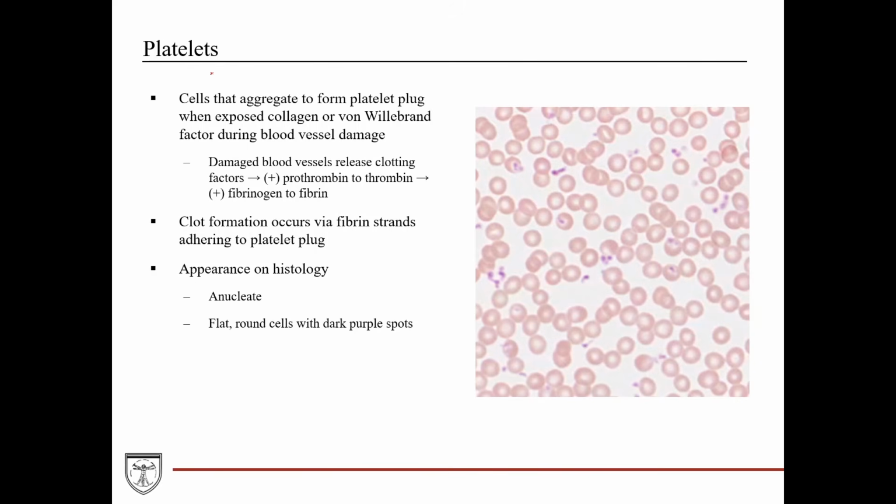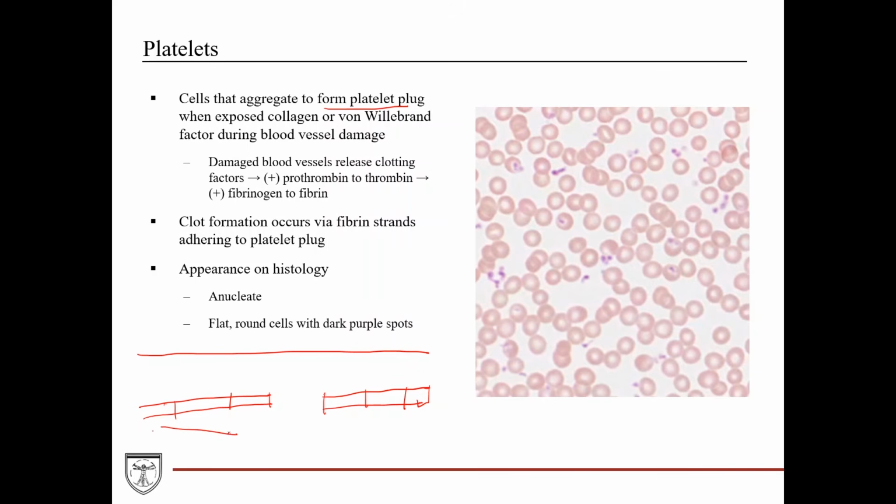Platelets, so this is the last type of cell we'll talk about. These are cells that aggregate to form a platelet plug. They're part of forming a clot. So let's draw this down here. So we'll draw a blood vessel here. So you have the endothelium like this down here. And what can happen is that you can have a break in the endothelium. So let's say this is a break right here.